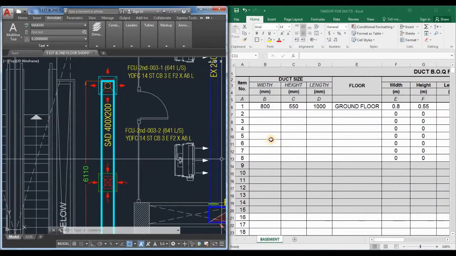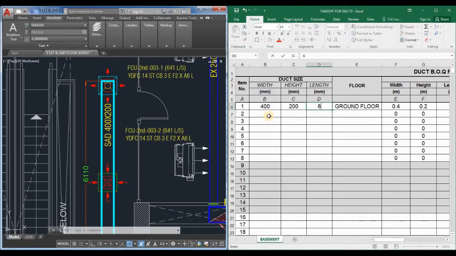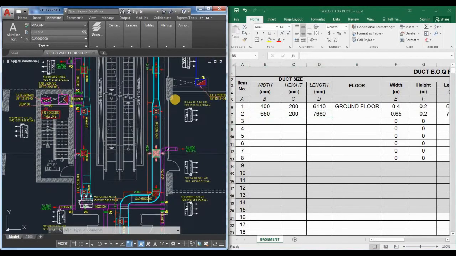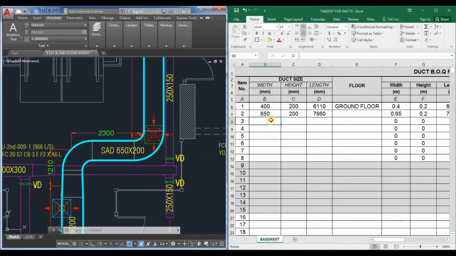Here the first value we have is 400, so I will add 400 mm, it's a width, and the height is 200, and my length is 6110, it's 6.1 meters something. And the next is 650 multiplied by 200, 650 is the width and the height is 200, and the length is 7660. Let's take 2-3 examples, so I will tell you further detail. The next example is 650 by 200 and the length is 2 meter 300, and both are on the ground floor.